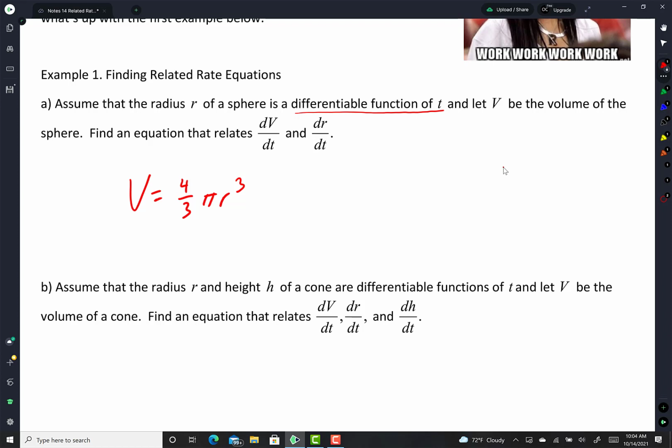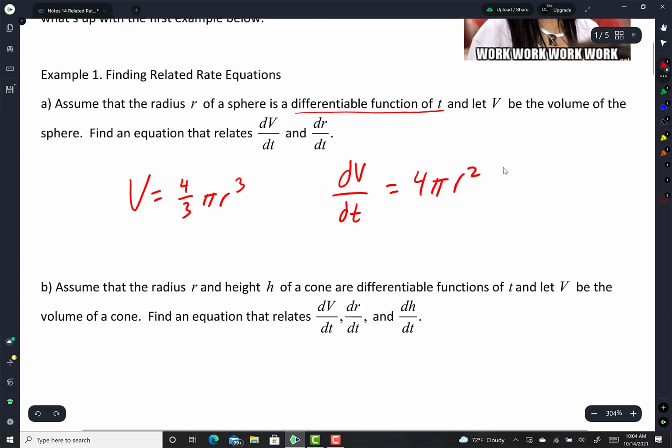All right, here we go. You guys ready? So there's my equation. I'm going to take the derivative with respect to time. So dV/dt, don't write V prime, write dV/dt equals 4 pi r squared, but we took the derivative not with respect to r, but with respect to t. And there it is. Done. That's it. That's the relationship.